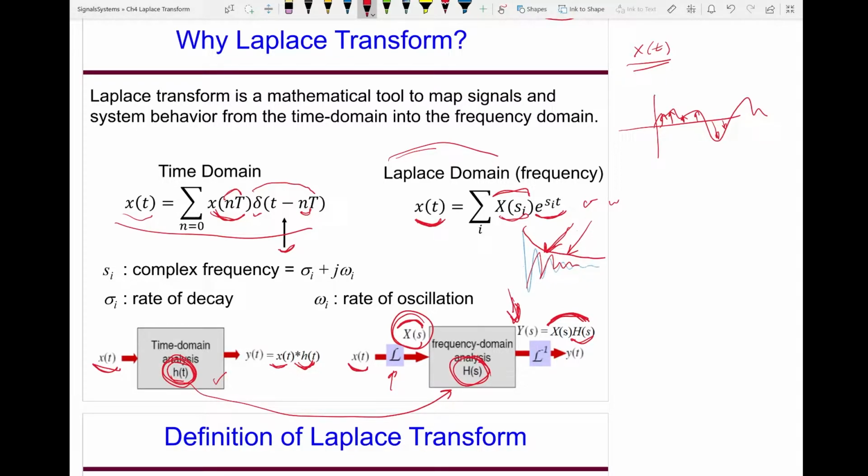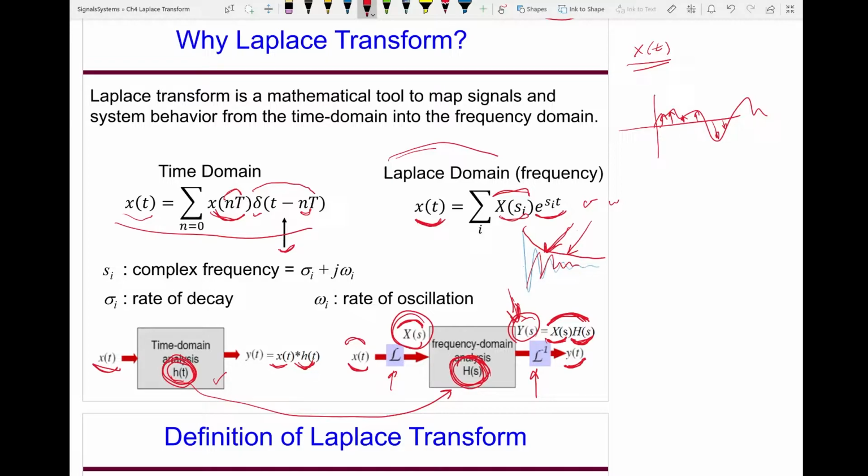But if I try to listen to y of s, if that was a speech, I will not make any sense of it. I probably won't even hear y of s. So then we do the inverse Laplace transform to get y of t. And that will be y of t. So x of t could be a speech with noise. H of s will get rid of the noise. And then I get a clean speech, y of t. So that is the main advantage of the Laplace domain. It's the simplicity of finding the output from the input and the transfer function of the system.